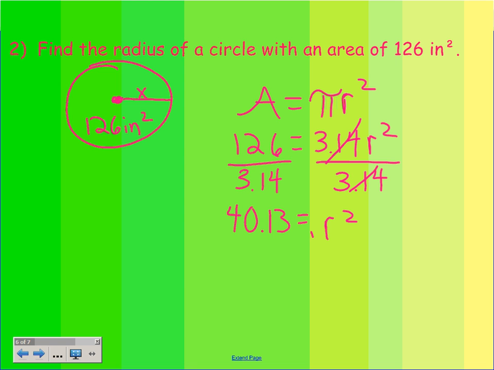Now, last step, you may have guessed it, we're going to find the square root of both sides, so we end up with r is 6.3, and let's go back and look at our label. We're talking inches here. So our radius is 6.3 inches.